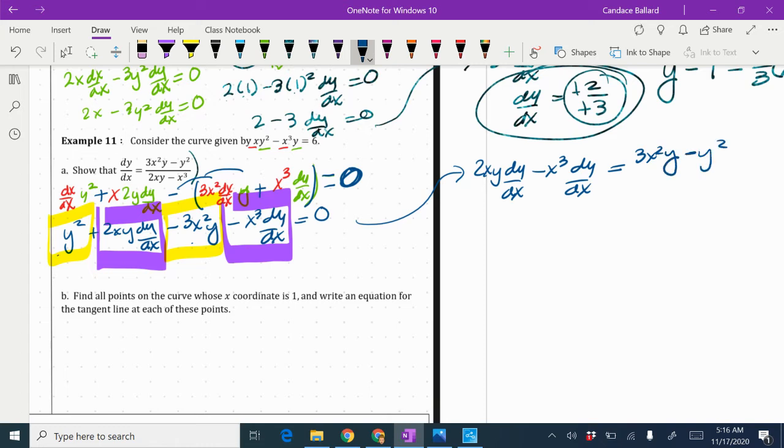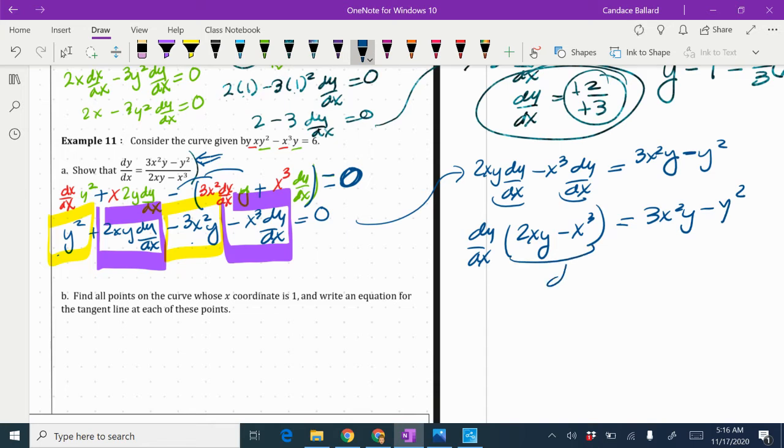I'm doing that in that order on purpose because I'm looking at this numerator here, so I'm wanting to match that numerator. I'm going to factor out the dy dx, which then I get 2xy minus x cubed equals 3x squared y minus y squared. And then I'm going to divide by this. So we get dy dx equals 3x squared y minus y squared over 2xy minus x cubed. So I have proven that I have this right.